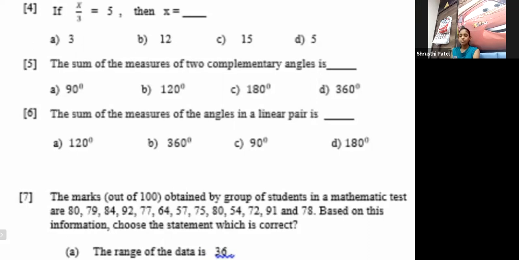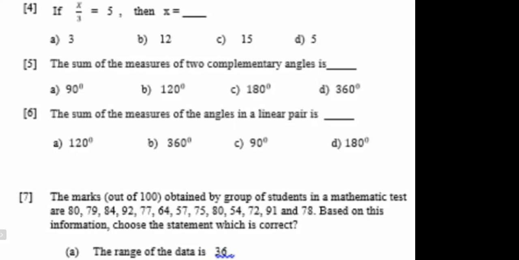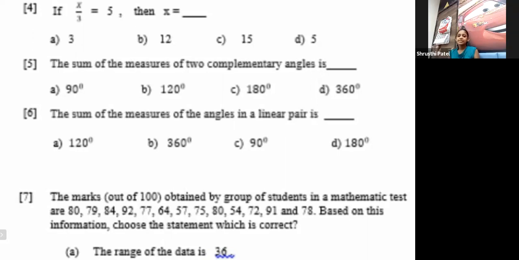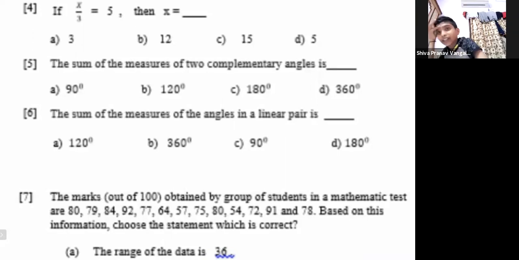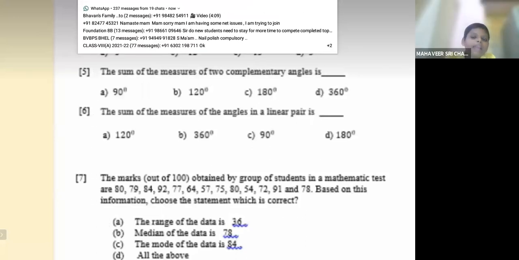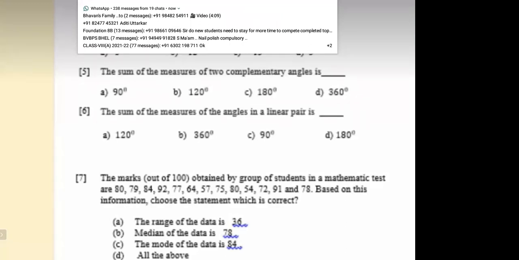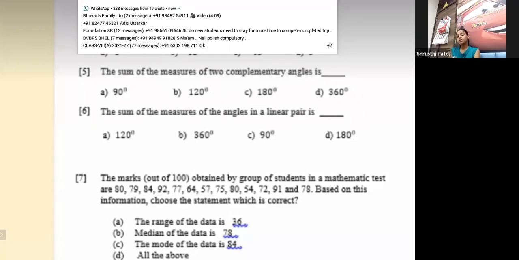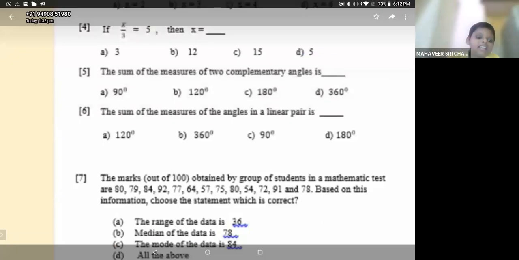The question is the sum of the measures of two complementary angles. One complementary angle is 90 degrees, so two complementary angles is 90 plus 90, which is 180 degrees. Complementary angles doesn't mean that it should be only 90 degrees.